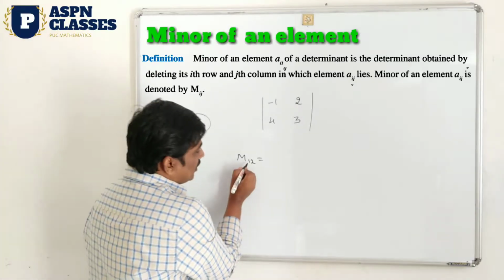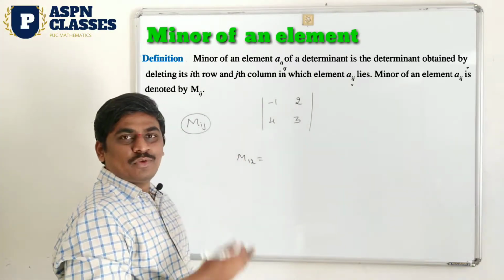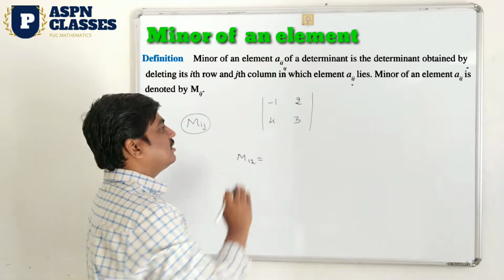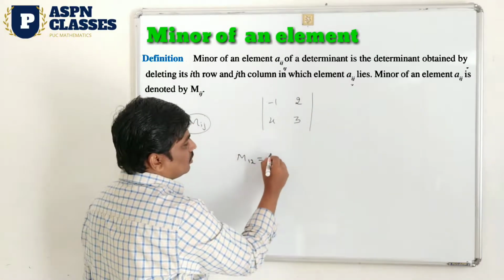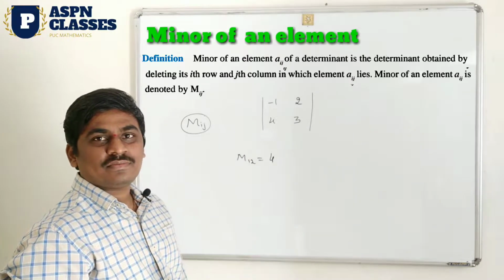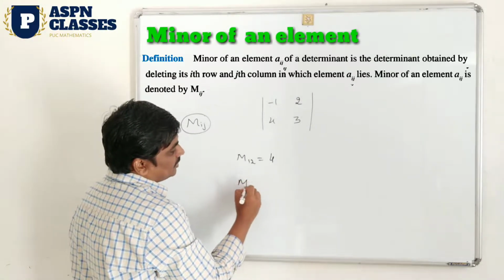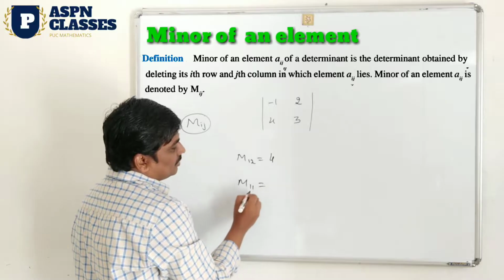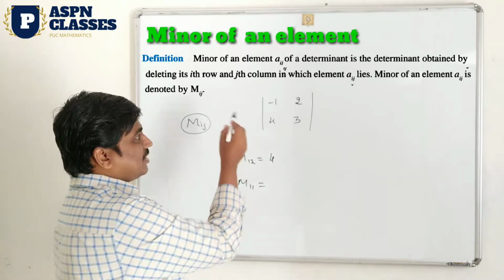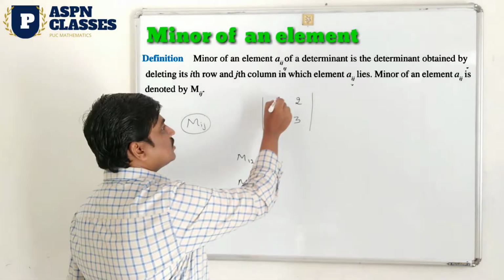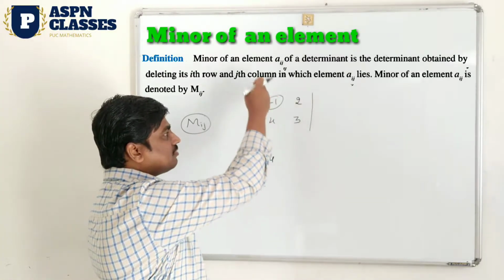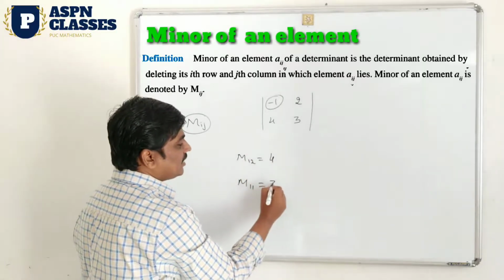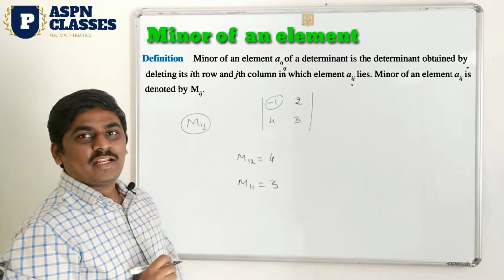To find the minor M12, you have to delete the first row and second column. What is the remaining element? 4. So 4 is the answer. Similarly, we also find M11, which is for -1. What is the minor of -1? First row first column you have to cancel. What is remaining here? 3. So 3 is the minor element.